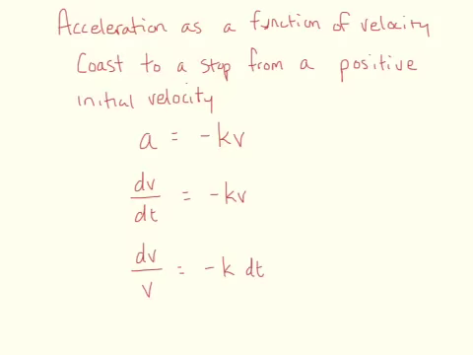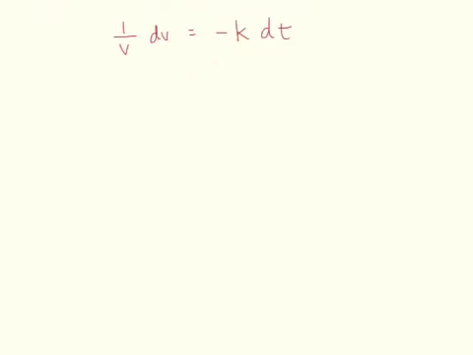So as you can see, now I have all my velocities on the left side and all my t's on the right side. Alright, so I've rewritten the equation here, but instead of writing dv over v, I just wrote 1 over v dv. And then on the right hand side we've got negative k dt. And now that we've separated our variables, what we actually have to do is integrate each side.